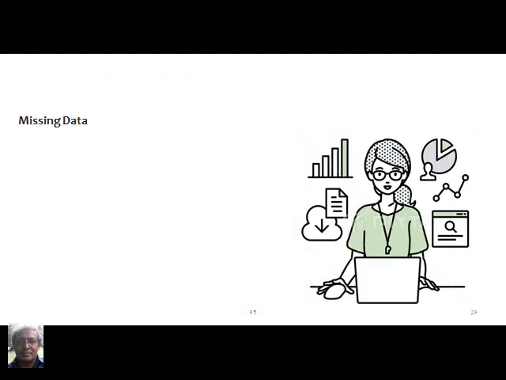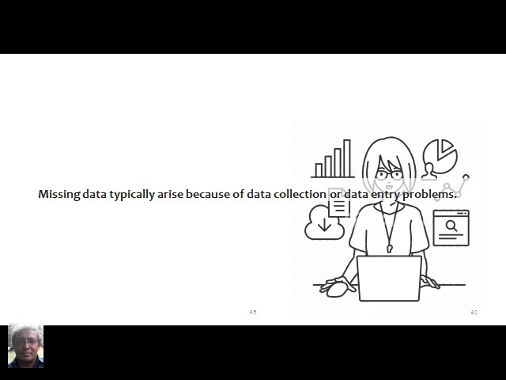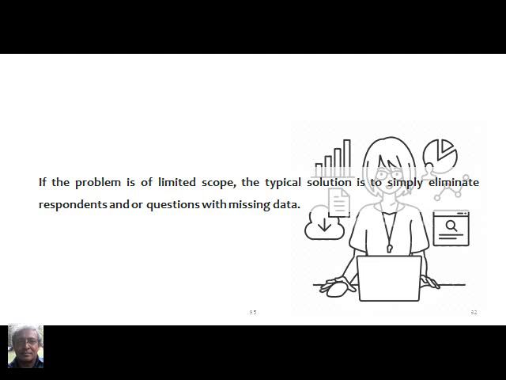Missing data. Missing data can impact the validity of the researcher's findings and therefore must be identified and the problems resolved. Missing data typically arise because of data collection or data entry problems. The researcher must assess how widespread the missing data problem is and whether or not it is systematic or random. If the problem is of limited scope, the typical solution is to simply eliminate respondents and/or questions with missing data.